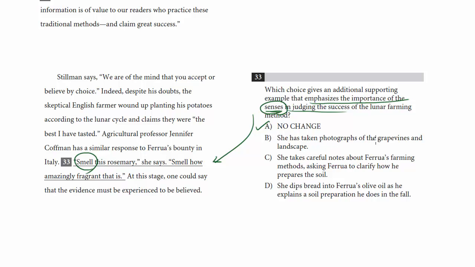She has taken photographs of the grapevines and landscape. Well, again, in an indirect way, I suppose the sense of sight is involved in photographs, but that's super indirect, and it's not as good as A in terms of emphasizing the senses and the success of this program. She takes careful notes about Ferrua's farming methods, asking Ferrua to clarify how he prepares the soil. It says nothing about senses. She dips bread into Ferrua's olive oil as he explains the soil preparation he does in the fall. So just because she's dipping bread and presumably tasting the olive oil, it doesn't emphasize the senses as well as A does, the original. So we're actually going to stick with the original, choice A.